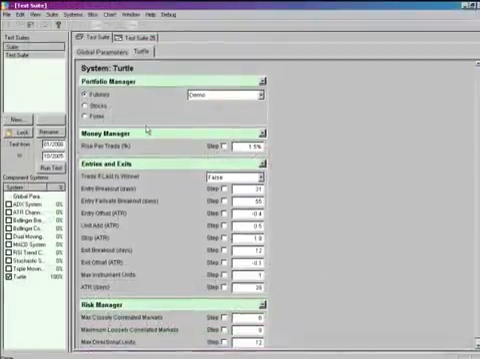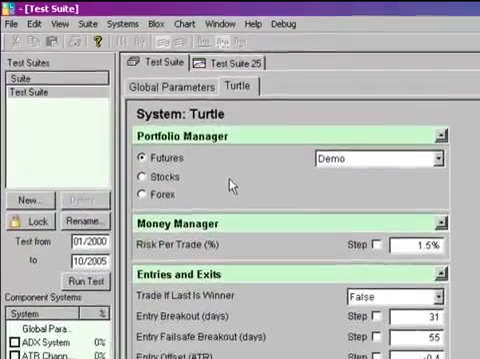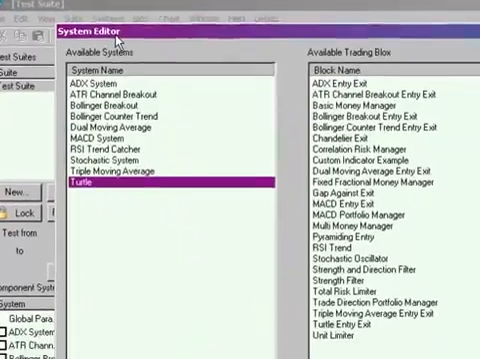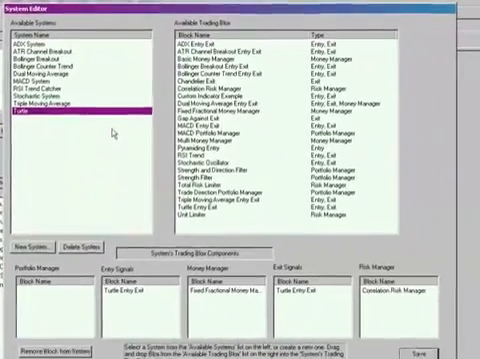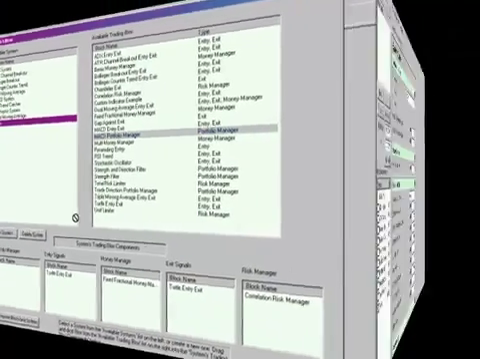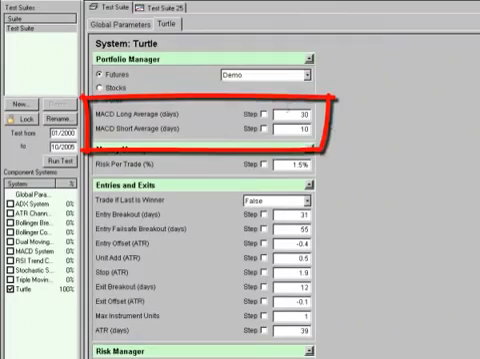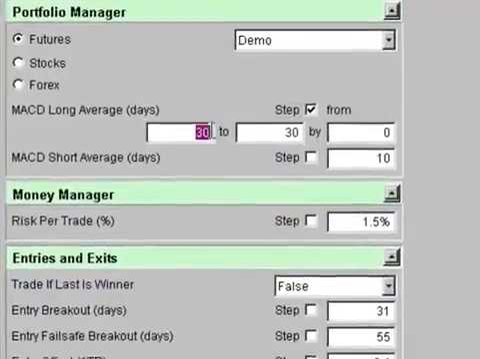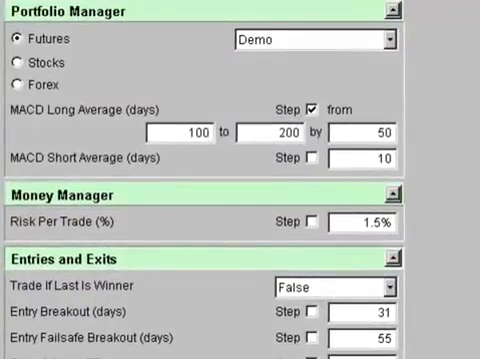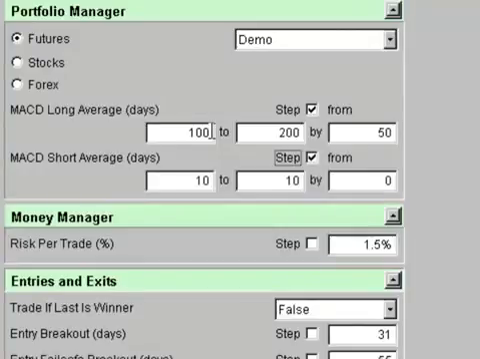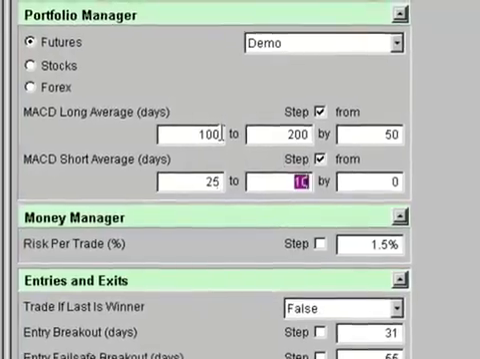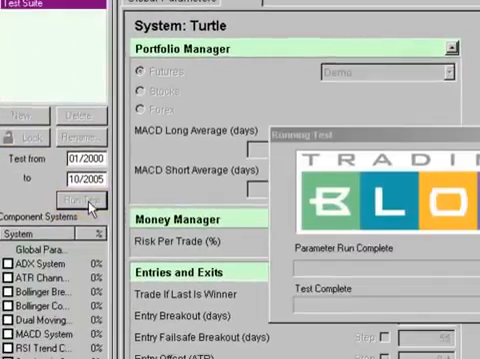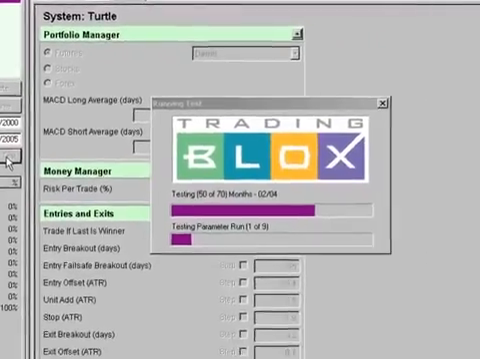Now this system did pretty well, but we have no portfolio manager here. So with the Trading Blox professional product, I'm able to edit these systems and drag in a pre-existing portfolio manager block that we've supplied. It's a MACD portfolio manager, and you can see now that I have automatically 2 new parameters that are set up for me, and I can step these parameters and see what they do. Now we're going to try a long moving average between 100 and 200 days and a short moving average between, let's say, 25 and 75, and we're going to run this test and find out which parameter sets are the most suited for this particular time frame and this particular portfolio.